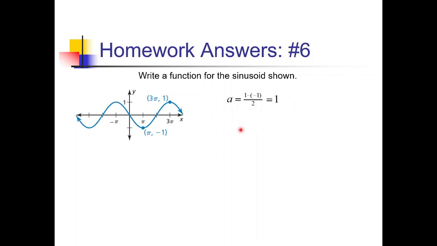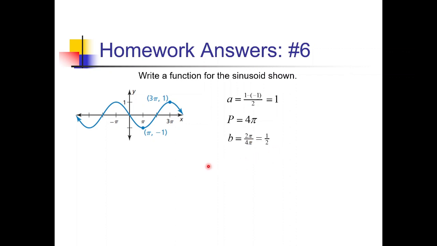And for the period, it looks like, it's kind of hard to tell, but we're going from top to top right here. That's a distance of, from 3 pi back to negative pi, that would be 4 pi. And then the b value is going to be 2 over the period of 4 pi. So that reduces to 1/2.